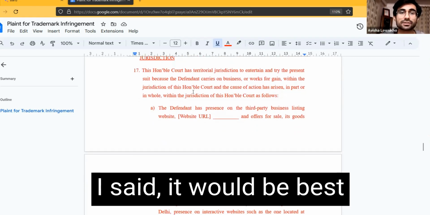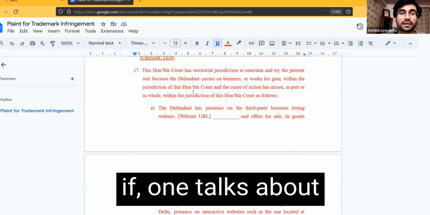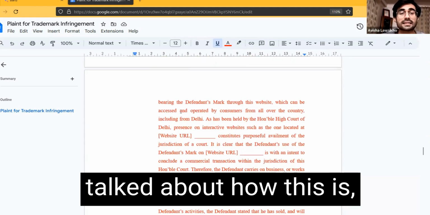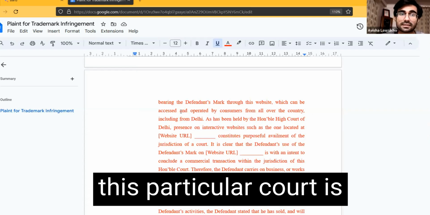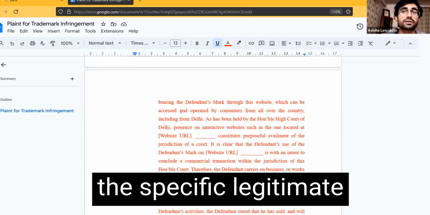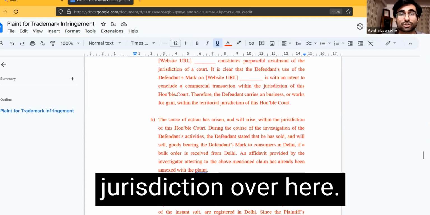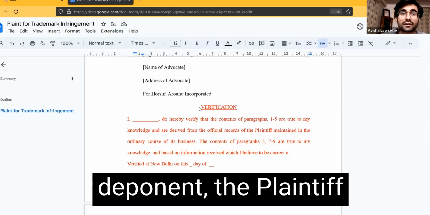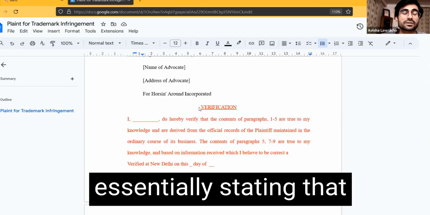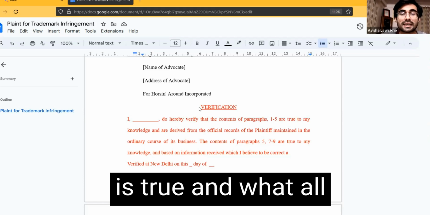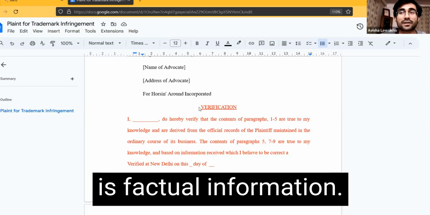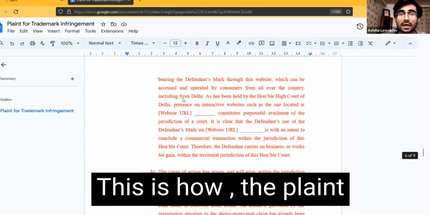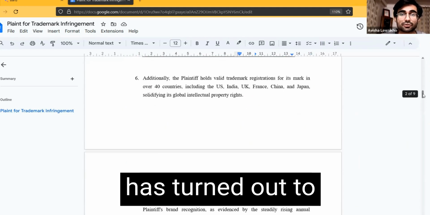Then jurisdiction, like I said, it would be best if one talks about jurisdiction themselves. So I have over here talked about how this particular court is the specific legitimate court which has jurisdiction over here. Then finally, verification, as to what the deponent, the plaintiff, essentially stating that what all information is true, what all information is factual information, what all information is defendant's information, all of that. This is how the plaint has turned out to be.